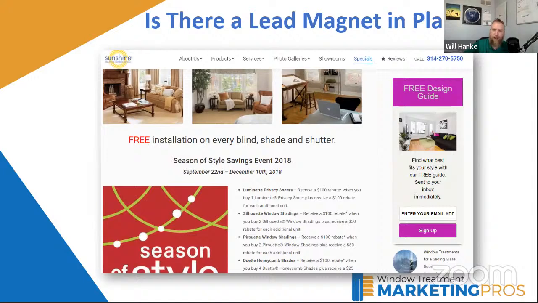Looking at the Sunshine example again, over on the right, they have a free design guide. So this is a great tool to use for somebody who is not in purchase mode, right? They're thinking about maybe using this company, they're cruising around a couple websites. Having this in place gives them some extra information, establishes Sunshine in this case as the expert on bay windows or whatever the customer is having a concern about.